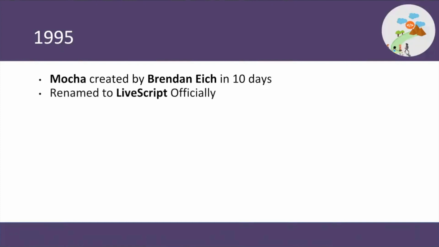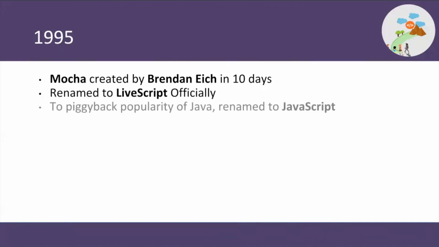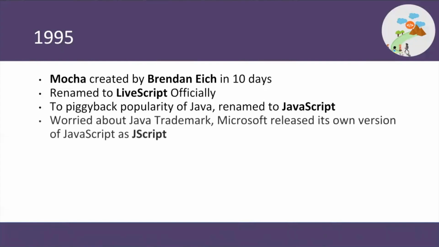Soon after Mocha was launched, officially it was named LiveScript. However, to piggyback on the popularity of Java, they renamed LiveScript to JavaScript, and everything is happening still in 1995. And so many companies started using JavaScript, or at least adding JavaScript in their product roadmap. However, Microsoft realized that it might be a trademark issue in the future. So instead of using JavaScript, they launched their own version and named it JScript.